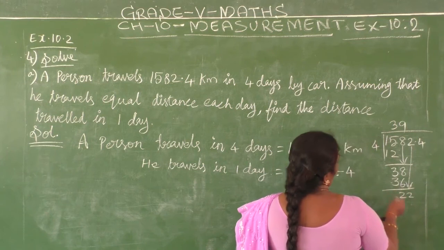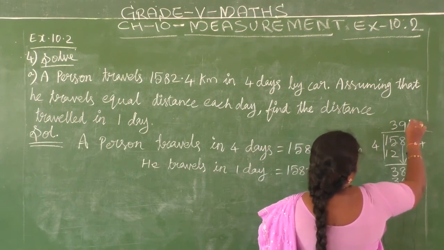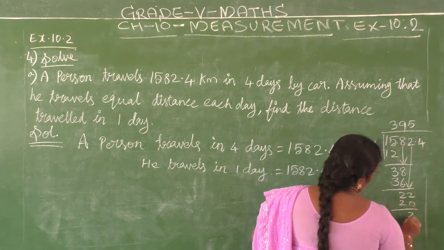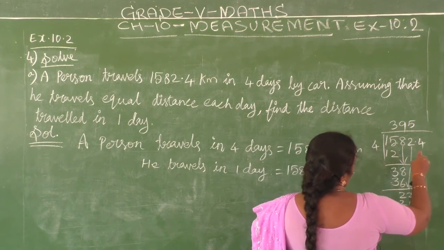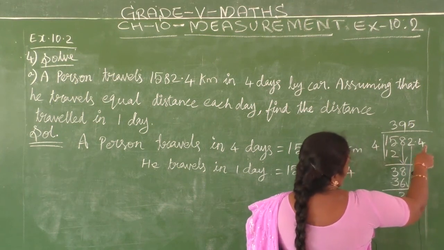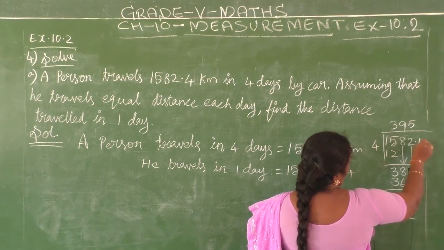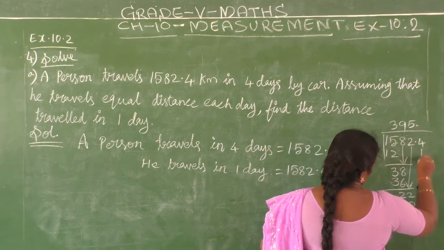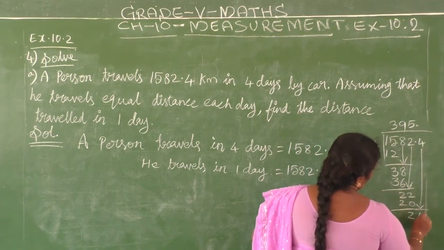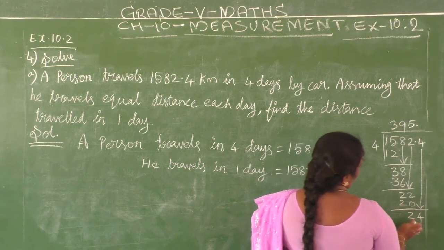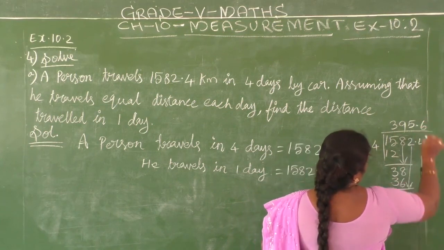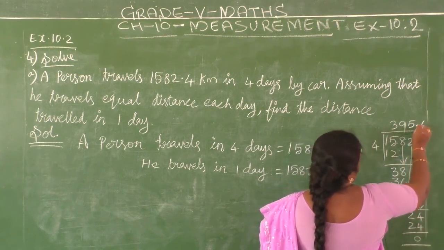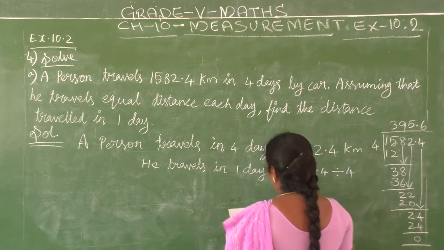Again find out how many 4s are there in 22. 5 4s are 20. So subtracted means 2 minus 0, 2. 2 also smallest number than our divisor. Bring down the next number. It's a decimal part. So before you bring that number, you keep the decimal point on the quotient. Then you bring down that number 4. Find out how many 4s are there in 24. 5 4s are 20. 6 4s are 24. Okay. So 395.6. He travels in a day.